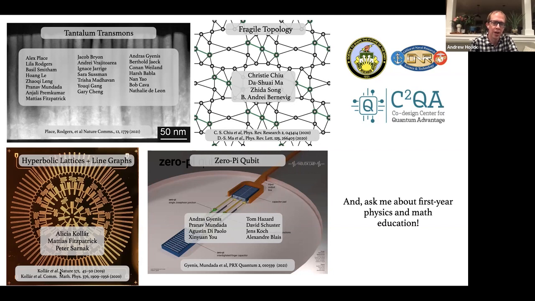Alicia Kolar really led our work on hyperbolic lattices and line graphs. Alicia is continuing to do some of this really interesting work at the boundary between quantum simulation and math at her group at JQI at the University of Maryland. And then all of the topological work and really trying to implement these topological lattices has been led by my postdoc, Christy Chu, who is not yet a faculty member, but will likely be on the market this fall, also a DAMOP thesis prize winner and fantastic person. So I'm just throwing that out there.